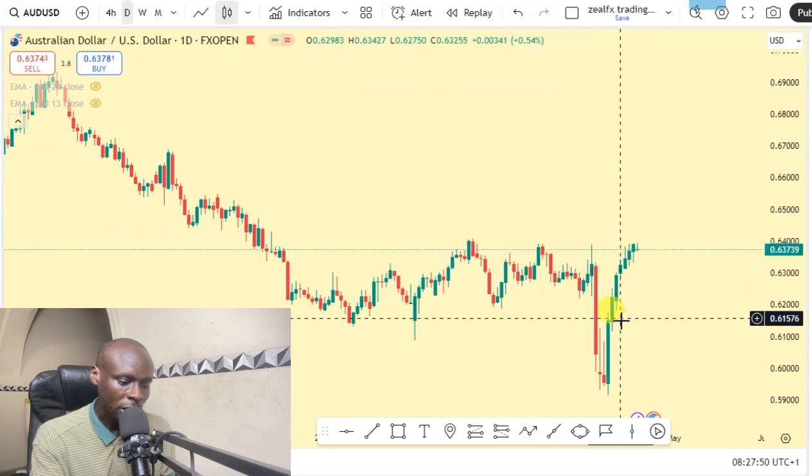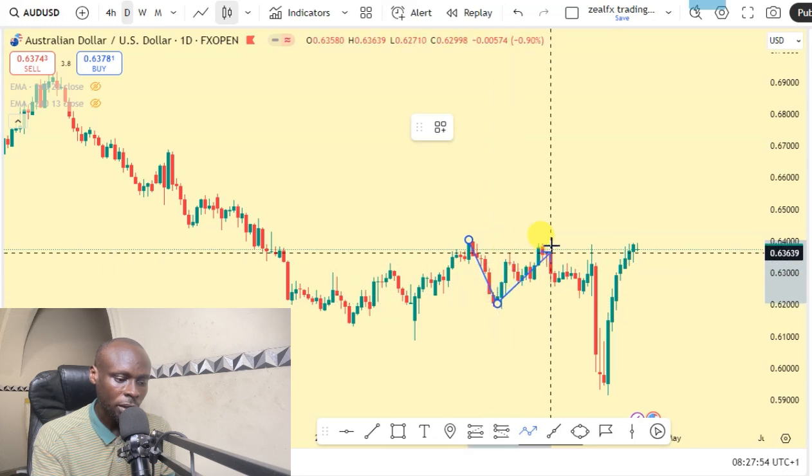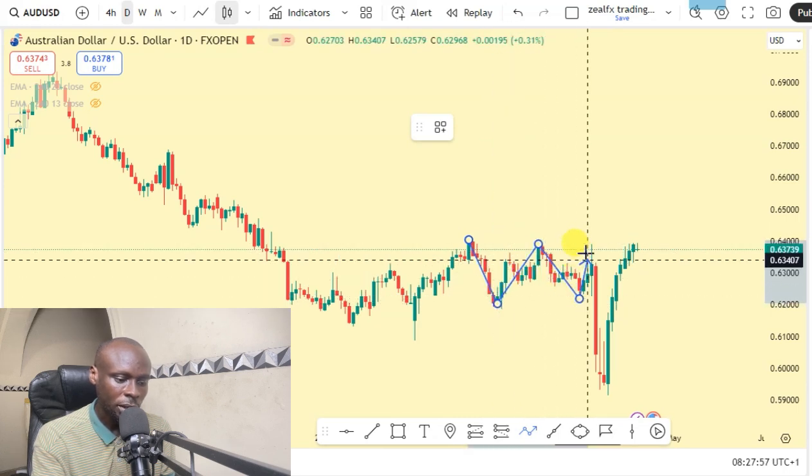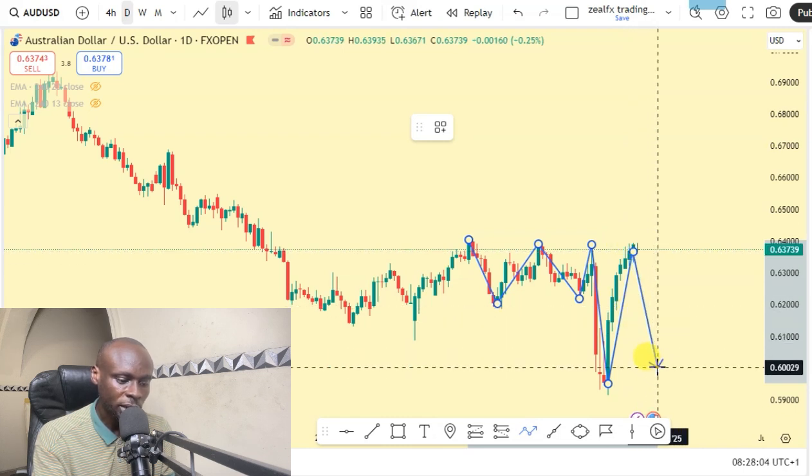So long as Australia USD still has a higher high, then a lower high, then a lower high, then a lower high, we still remain in a downtrend on Australia USD. So we still expect price to push lower for the Australia USD this week.